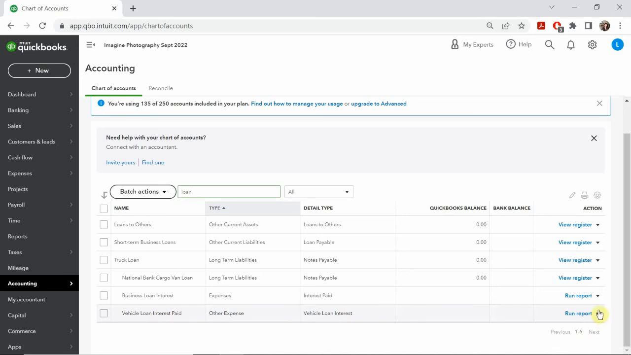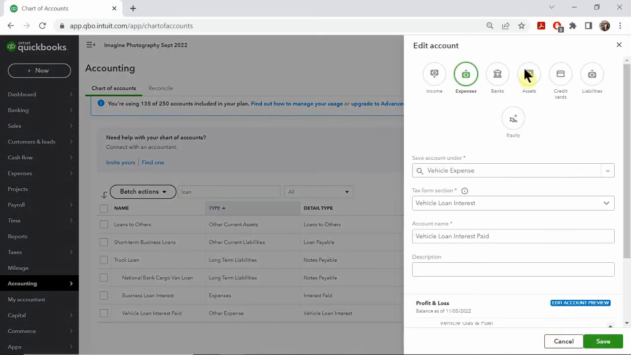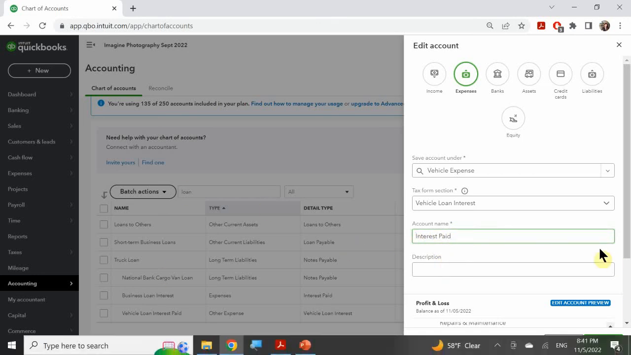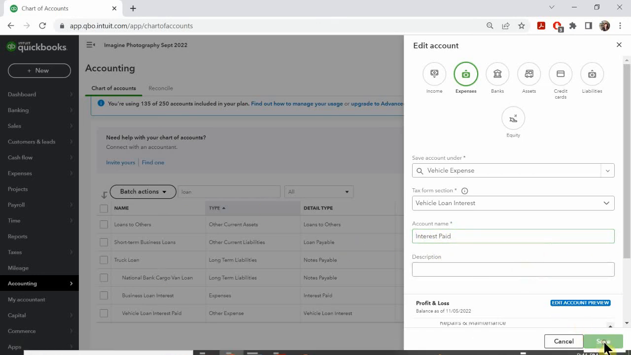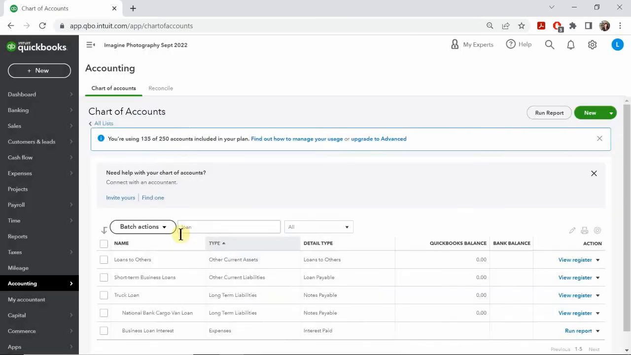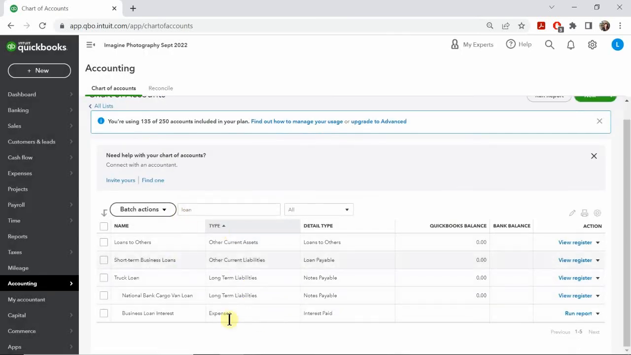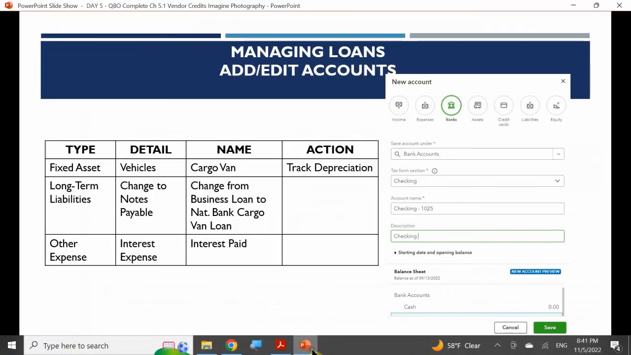So how do I change it? Go to this little drop down menu here and edit. So this one says vehicle interest paid, right? And I'm just going to change this to just interest paid. Okay, and I'm going to click save. Right, so you have the interest paid.